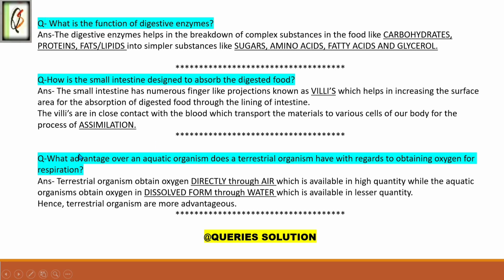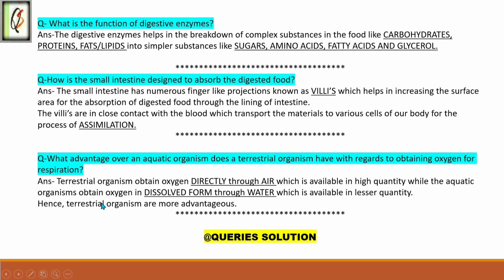So let us see. So terrestrial organisms, first of all, we do know are the ones which live on land. Aquatic are the ones which live in water. So I hope that's clear to you all. So terrestrial organisms obtain oxygen directly through the air. Just consider animals like us, humans. What are we doing? We are getting our oxygen directly through the air, right? So that's the same thing we are talking about here, that we are the organisms which get oxygen directly through the air, and this oxygen which is available in the air, children, is in a high quantity. That's the important key point here.